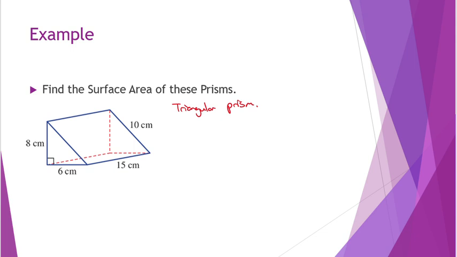Now, I don't know what the formula is off the top of my head, but I do know that we can just find the area of all of these faces, and then we can just add them all together at the end. So I can see that there's two triangles here, where the front is and the back. I also have a rectangle lying here as the bottom, which includes the 6 and the 15.